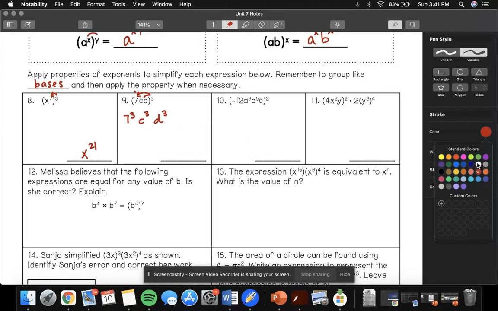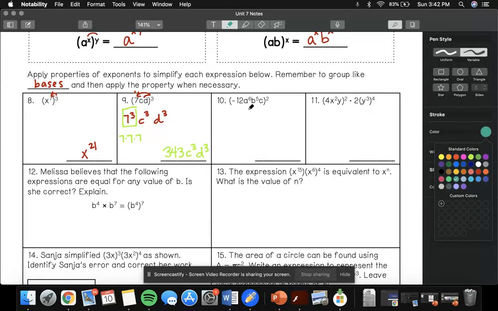Now we could simplify 7 to the 3rd because that isn't that big of a number. Again, you can use your calculator. 7 times 7 is 49. 49 times 7 is 343. So fully simplified, this base, we will change it if it is a pretty simple number. So 343, c to the 3rd, d to the 3rd.